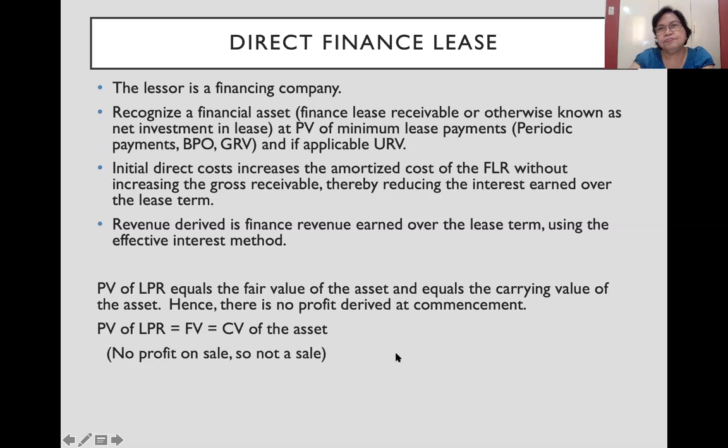Okay, so again, finance lease is either direct finance lease or dealer's lease. So, how do we determine whether it's direct finance lease? The lessor is a financing company. Therefore, if this is a financing company, generally, the only revenue that is derived by this lessor is finance revenue, which is the interest revenue. And the interest revenue is earned over the lease term using the effective interest method.